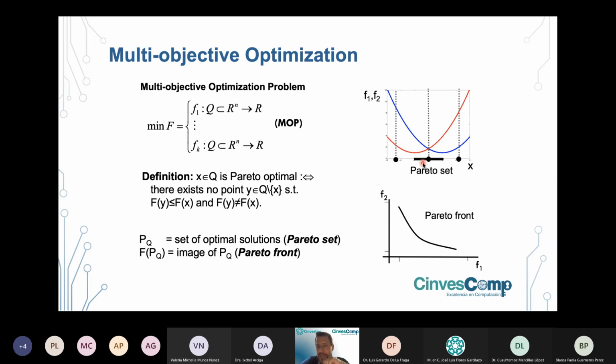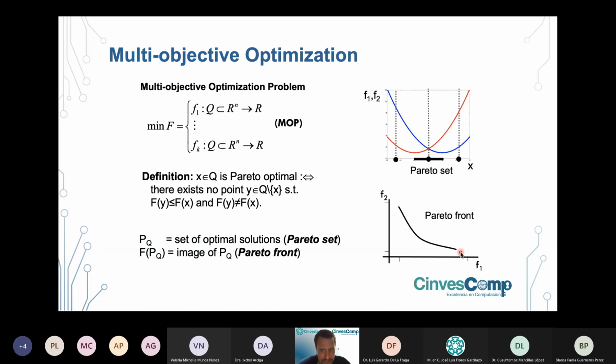The Pareto front is the image of the Pareto set, because every point here has a value f1 and a value f2. And exactly this is what we plot here. We don't plot x against f, we plot f1 against f2. If I plot all these points, f1 against f2, I will get this Pareto front. So if I'm given a multi-objective optimization problem, I do not expect a single solution, but an entire set of solutions. That is an important thing.